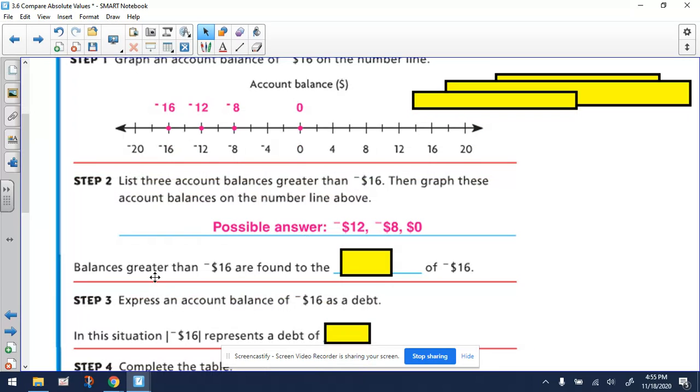Look at the next part. It says balances greater than a negative $16 are found to the, and we have to list a direction. Is it to the right or is it to the left? Well, let's look.